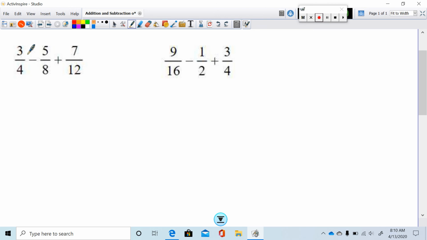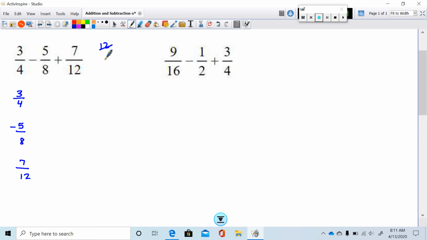So I'm going to write them vertically like this: 3 over 4, negative 5 over 8, and 7 over 12. Now, I want to take the biggest number, 12, and I want to see if the other numbers divide into it. Well, 12 divided by 4 works. That's 3. 12 divided by 8 does not work. I need something that divides all numbers into that. So I don't want 12.